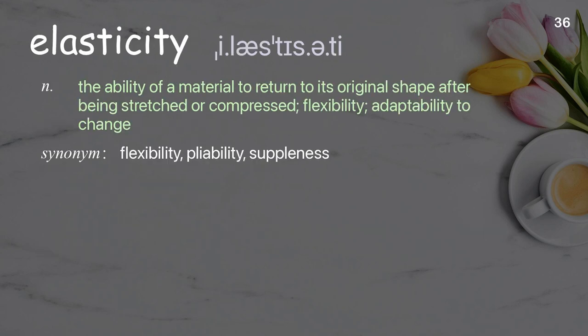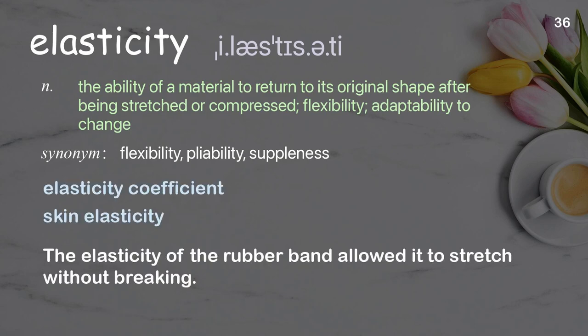Elasticity. The ability of a material to return to its original shape after being stretched or compressed. Flexibility, adaptability to change. Examples: elasticity coefficient, skin elasticity. The elasticity of the rubber band allowed it to stretch without breaking.